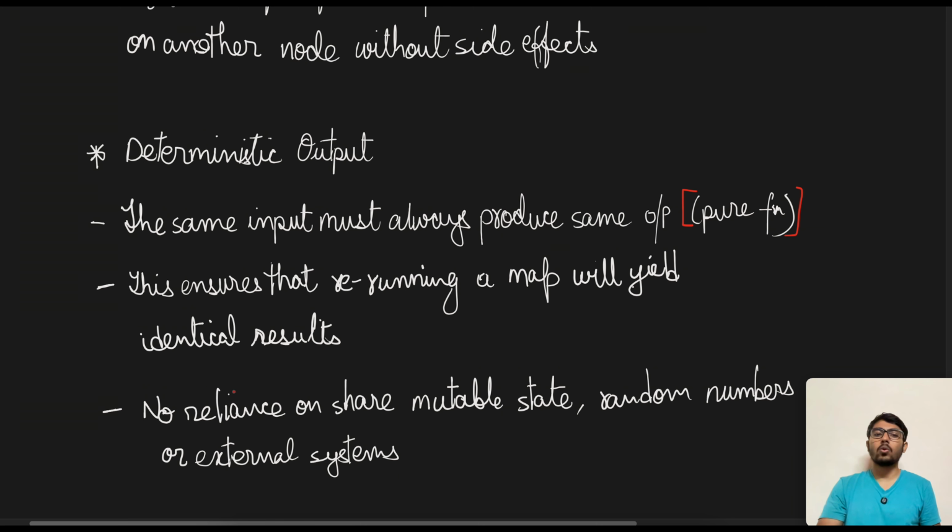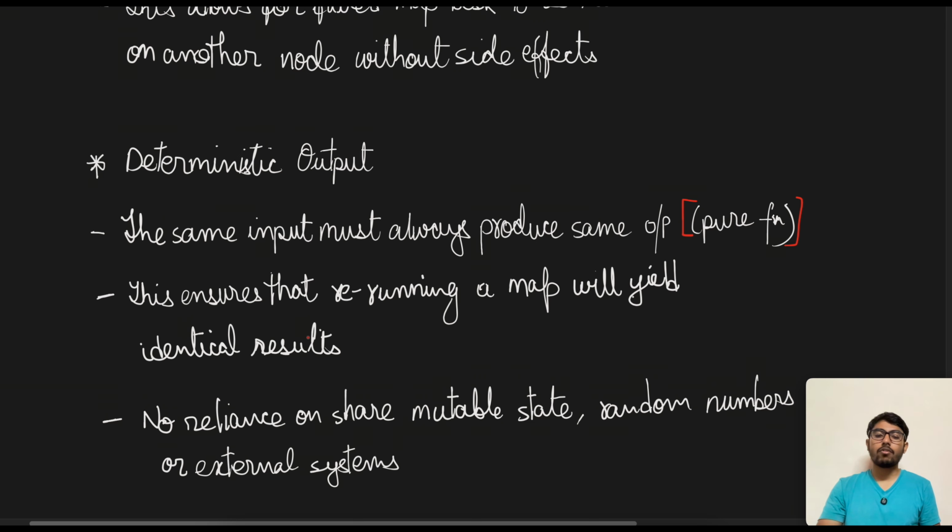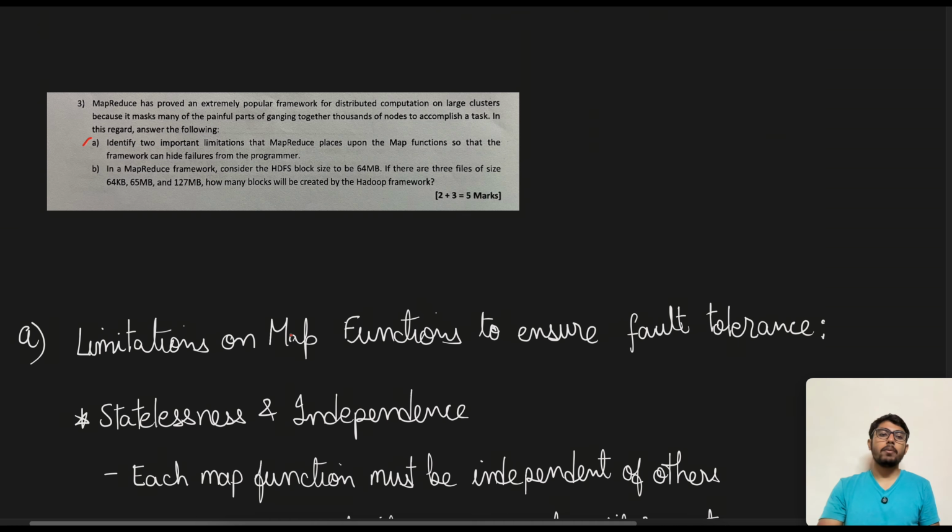And third, no reliance on shared mutable state, right. So, which can be modified by different map workers, no random numbers or external systems. It is just one map worker doing its part in the input split and then giving the result, right. So, as in our example of word count, it was just storing how many times the word deer came, how many times the word beer came in that particular document. Okay. So, now we move to the next question.